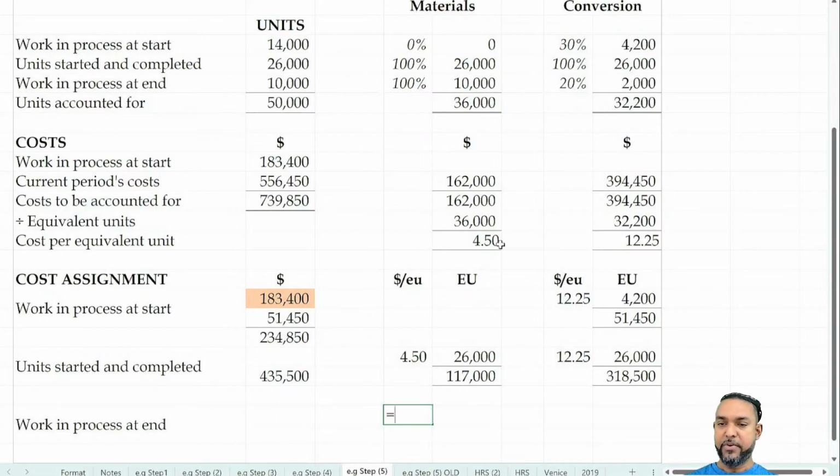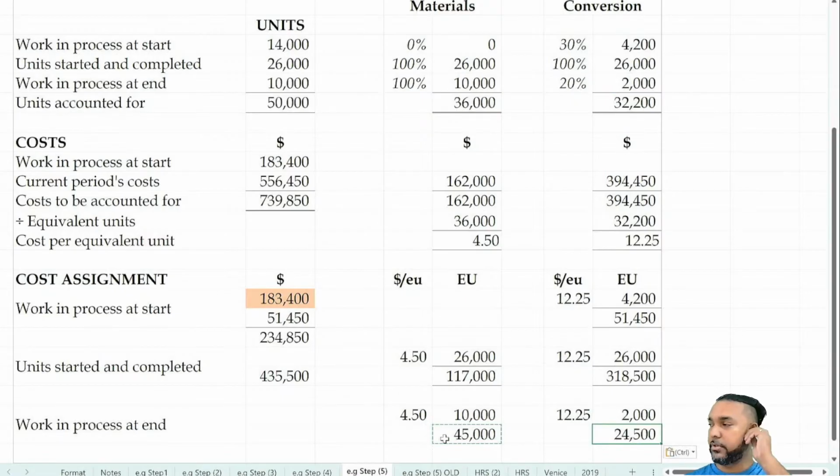So the cost per equivalent unit for materials is 4.50. For the working process at end, however, the equivalent units was 10,000. And again, we're just going to multiply 4.50 by 10, which is 45. And for here, the same thing. So it's 12.25, and that's the cost per equivalent unit for conversion. And the working process at end had 2,000 equivalent units worth of work done. 12.25 by 2,000 is 24.5? Oh yeah, it's a quarter. Oh yeah, I thought it was 12.5 for a second there. And then all we're going to do is just add those two items going across and get 69.5.